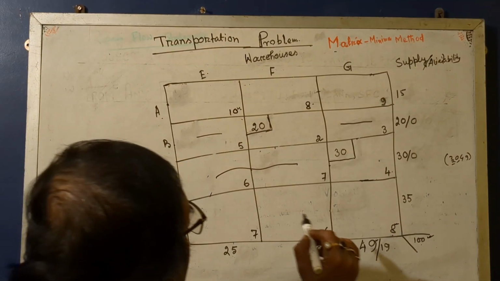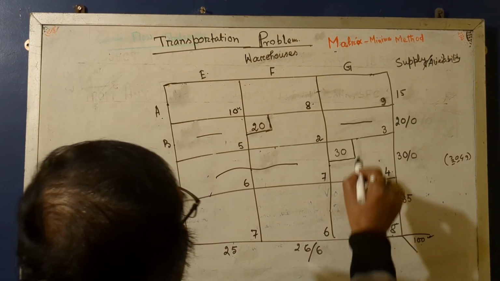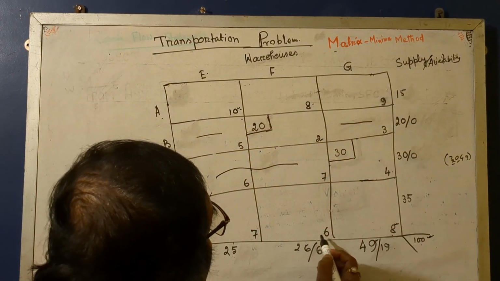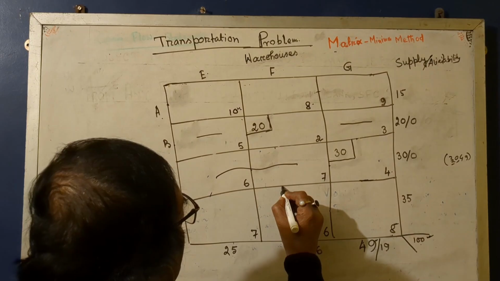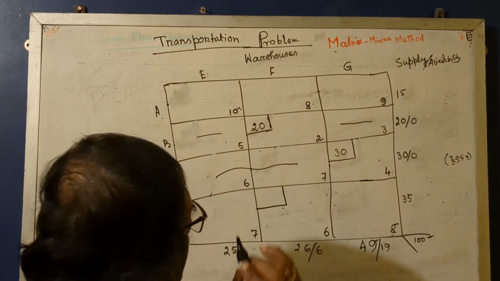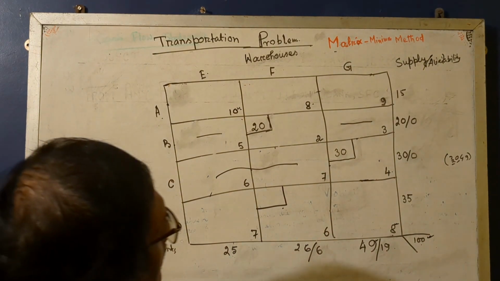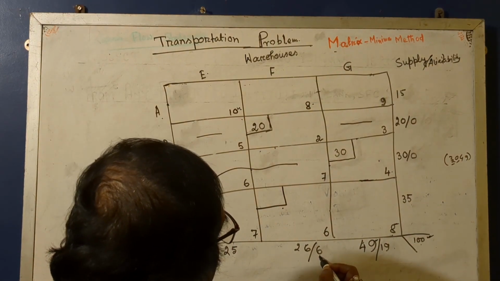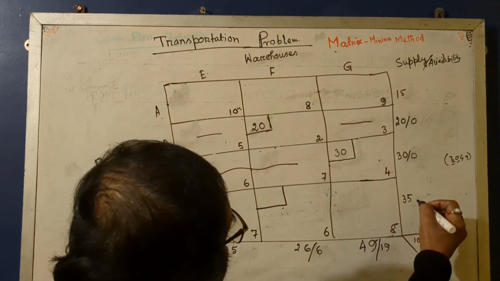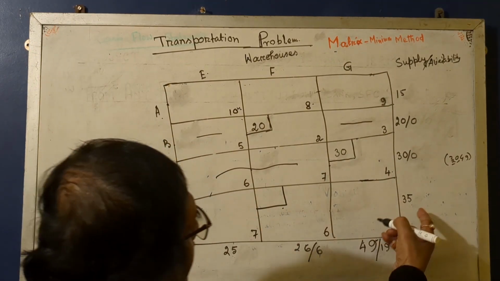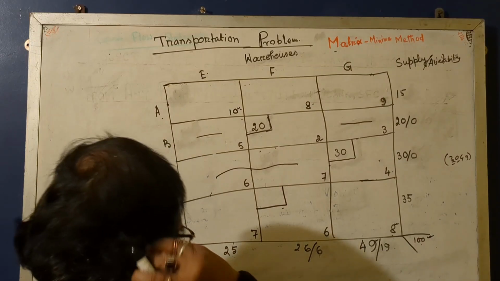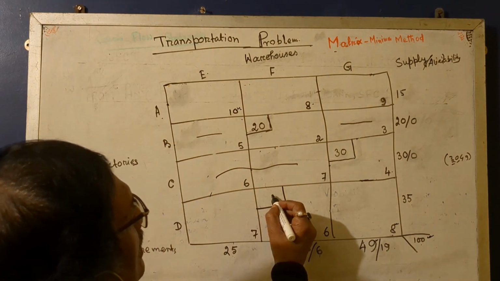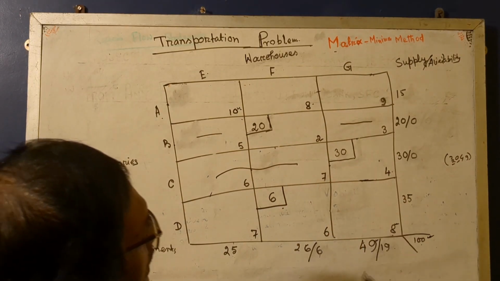Next, again select the minimum cost from the remaining costs: 8, 6, 7. Out of these, the minimum cost is 6. That's why this is the place where you have to allocate. How will you allocate? 6 and 35. The balance requirement is 6 and the production of this factory is 35. Out of these two, you select the minimum one. 6 is the minimum one. That's why you will allocate 6.